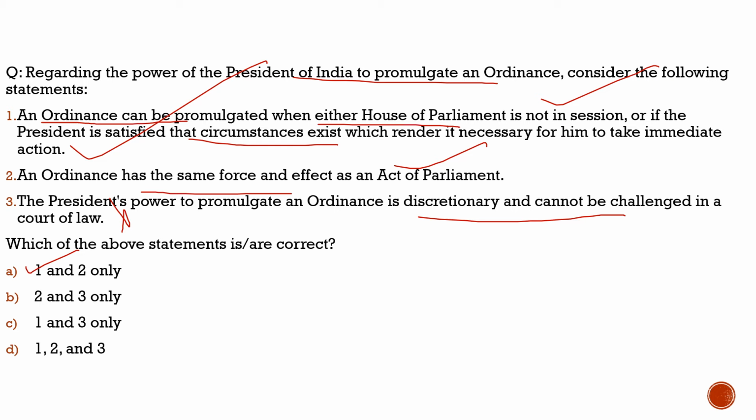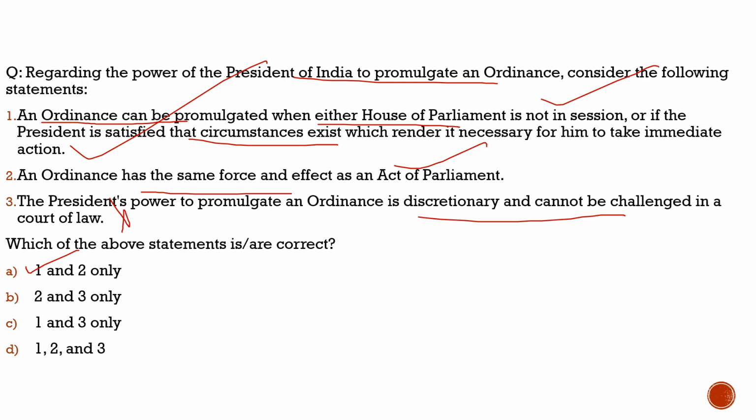So with this, the ordinance making power of the president is basically mentioned in Article 123, which says that if at any time except when both houses of the parliament are in session, the president is satisfied that circumstances exist which render it necessary for him to take immediate action, he may promulgate ordinances as the circumstances require. So it is basically in Article 123. I hope you got the basic understanding about it, and also understood the question.